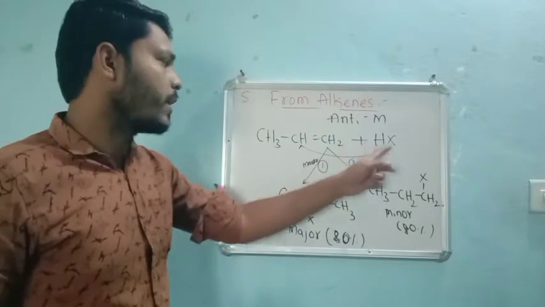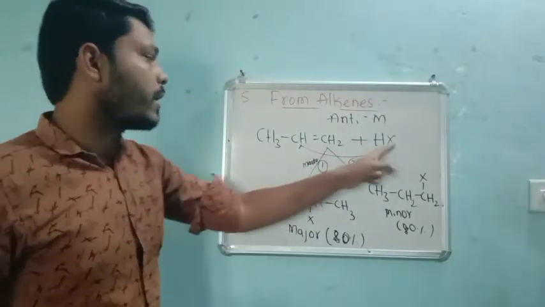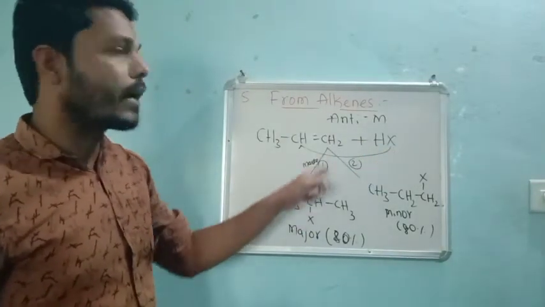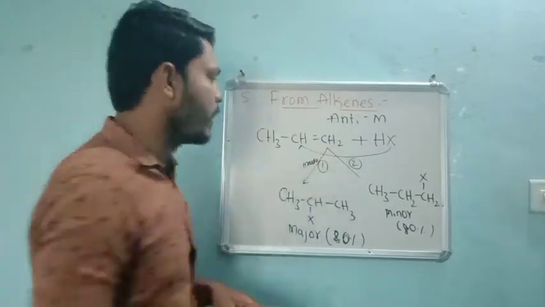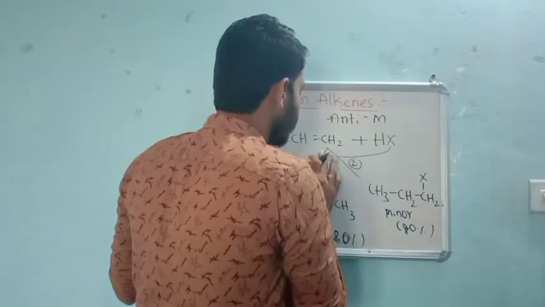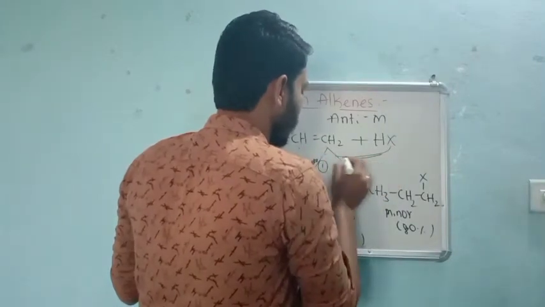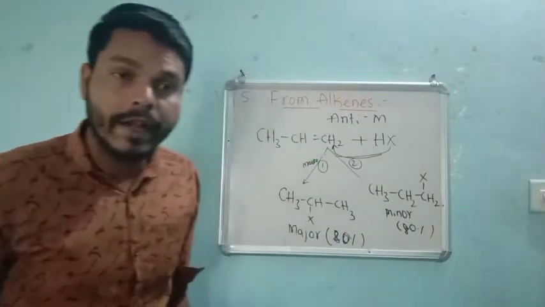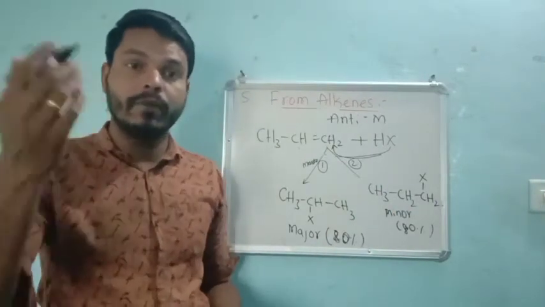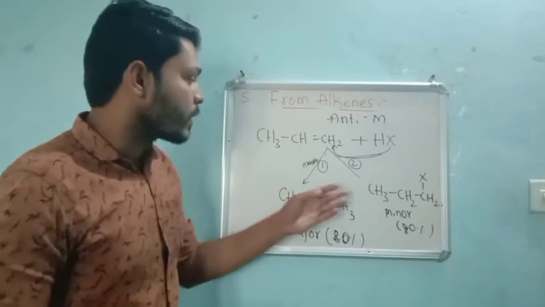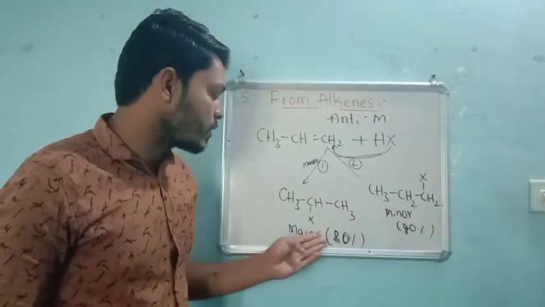Now the major product will be where the negative part of the reagent goes and attaches to the double bonded carbon atom having more hydrogens. So that means there will be just a change here. Then how to identify which one it is? Because in a high level exam they will directly give this as major and this as minor.